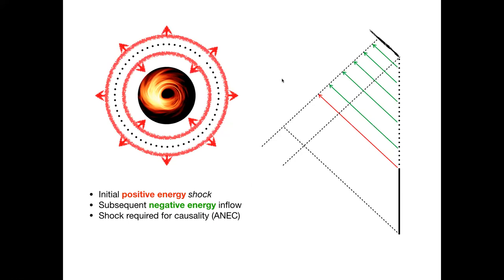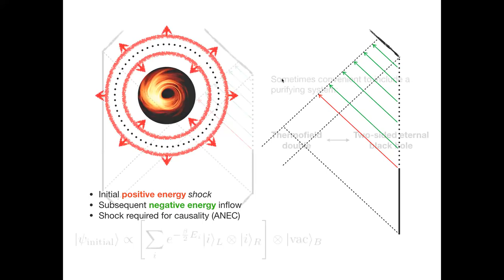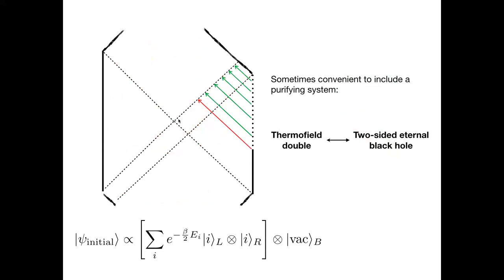Before I do that, something that's sometimes convenient for us: I've been describing this as a black hole starting in a thermal state and allowing it to evaporate. It's sometimes convenient to purify the whole system.